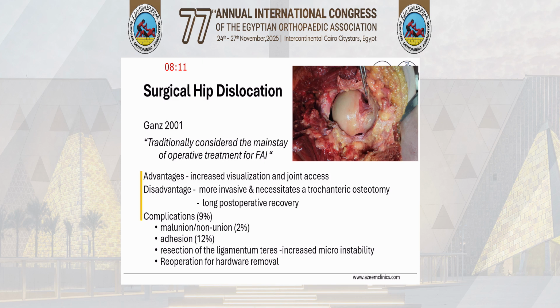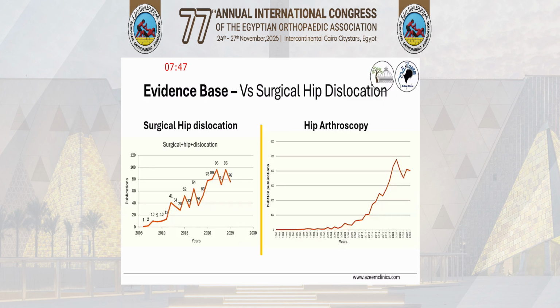The complications were reported up to 9%. Most of them are related to the trochanteric osteotomy, with malunion or non-union, adhesions, resection of the ligamentum arteries, which nowadays we state is a cause of microinstability, and reoperation for removal of hardware. So that was the traditional way of surgical dislocation that we will compare upon.